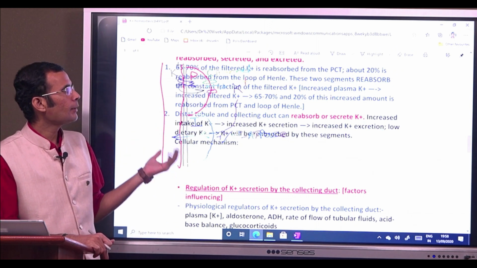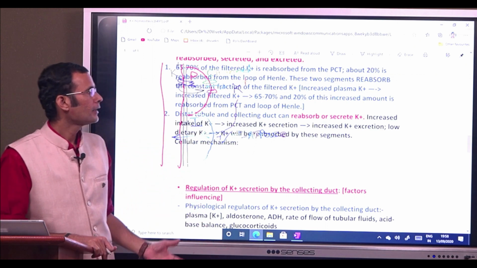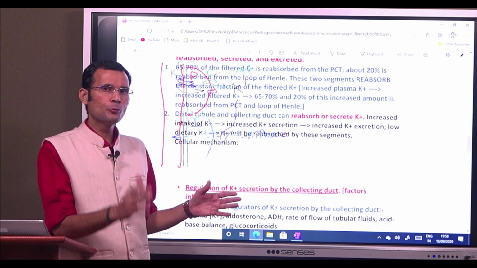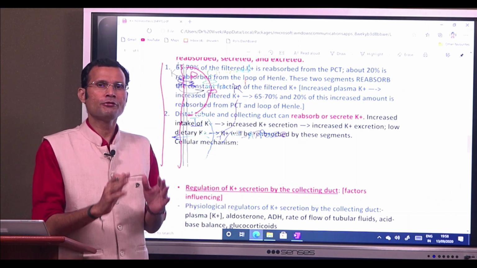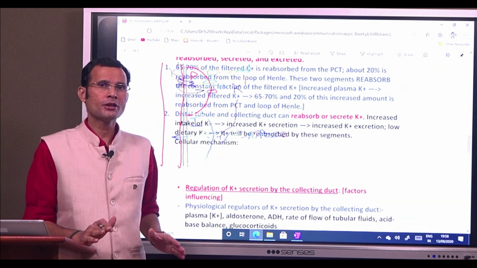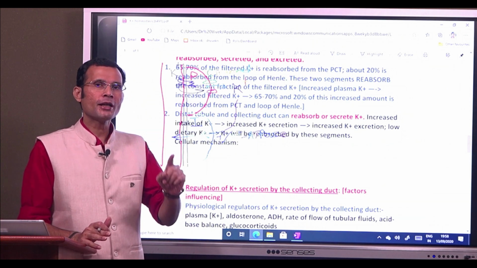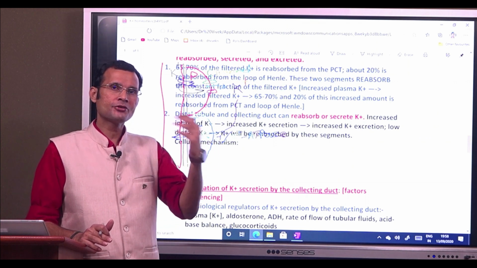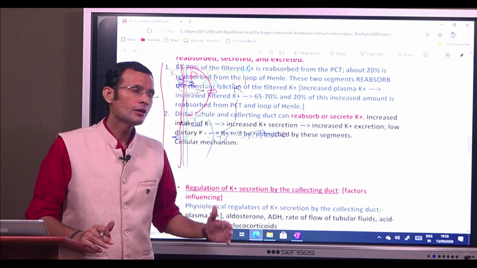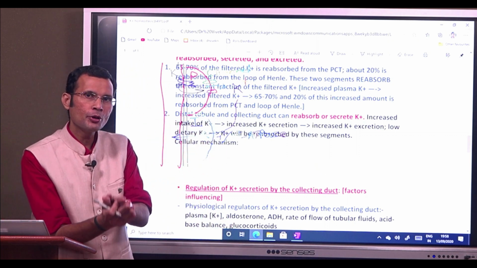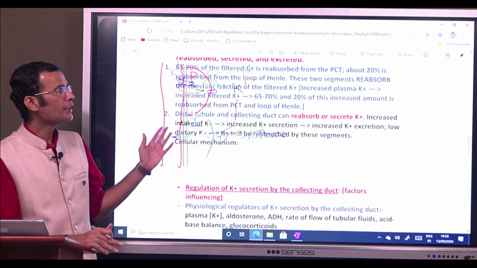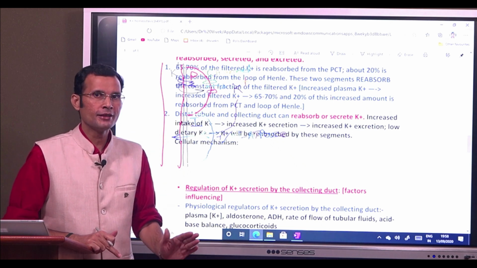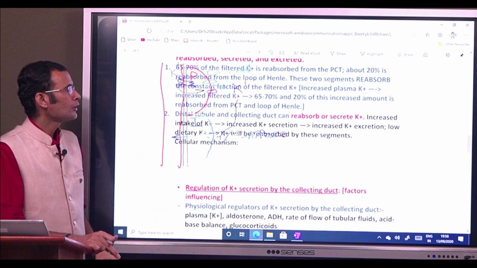About 20% is reabsorbed from the loop of Henle, and remember, these two segments, PCT and the loop of Henle, they reabsorb a constant fraction of potassium. I mean to say, if your potassium intake has increased 5 times and plasma potassium has increased tremendously, then filtration of potassium at the glomerulus will also increase, and therefore reabsorption of the potassium from the PCT will also increase. Remember this.